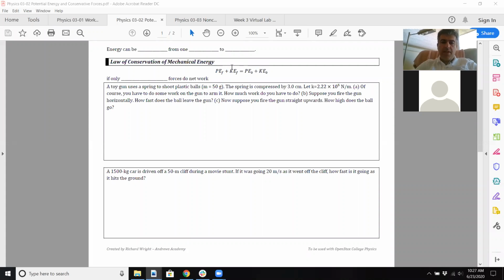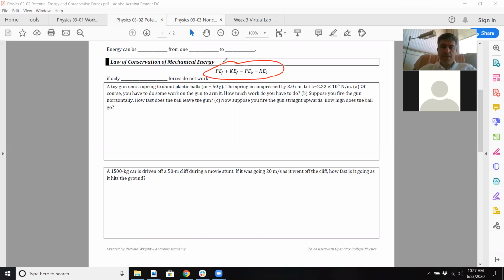So again, the law of conservation of mechanical energy is right here. This is a very important concept. And what you're doing is you're looking at the potential energy and kinetic energy of one scenario compared to another scenario, or initial versus final. So a toy gun uses a spring to shoot plastic balls of that mass.